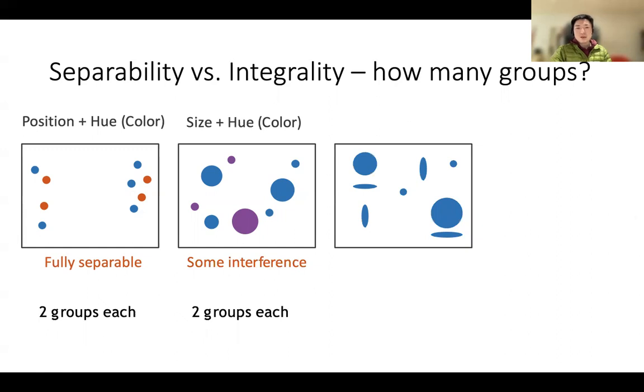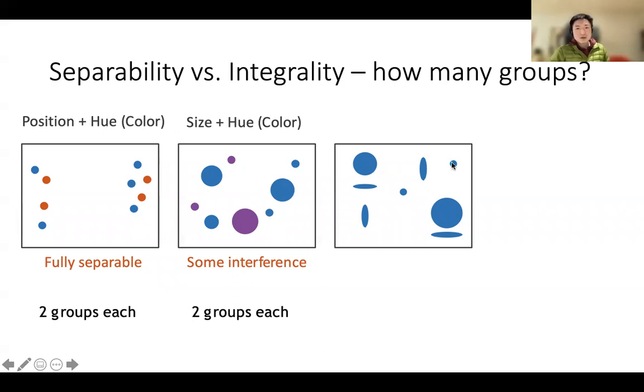Okay, and so this is the third example. How many different groupings can you see? And for each grouping, how many different values can you see? For example, here you can see two groupings: one is by color, which has two values, and the other is by size, which maybe has three values. So how many groupings can you see here?